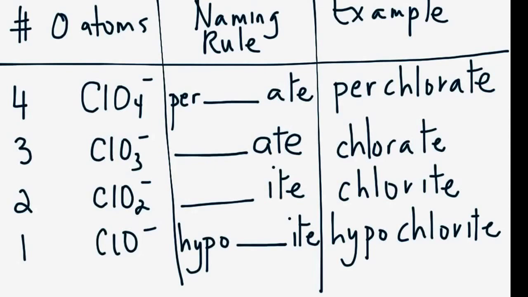What I suggest is you highlight all the ate ions in the table that I gave you, and that'll make for a quick reference. So use the reference chart when you are naming your polyatomic ions. Not all of them end in ate. We have hydroxide and cyanide that just end in IDE.